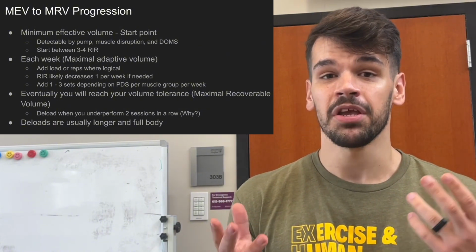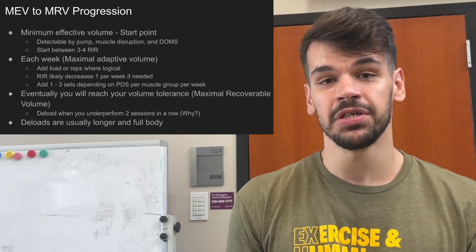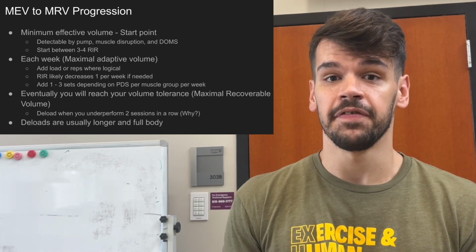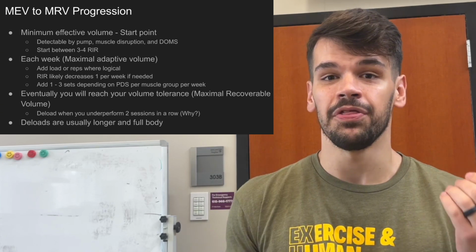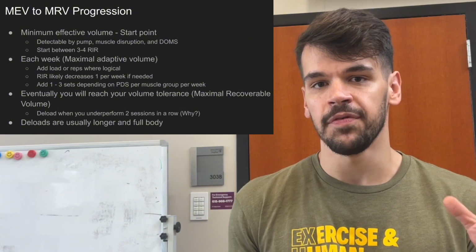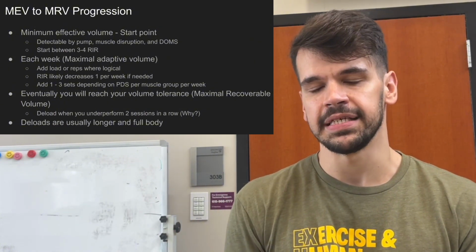So put simply, go into the gym, do a couple sets till you get a good amount of pump and weakness and disruption, and that might be your starting point for that muscle group. These sets that you're doing in your first week are likely going to want to be around 3 to 4 repetitions from failure. So you could have done 4 more reps before achieving total muscular failure. That would be 4 reps from failure as an example.